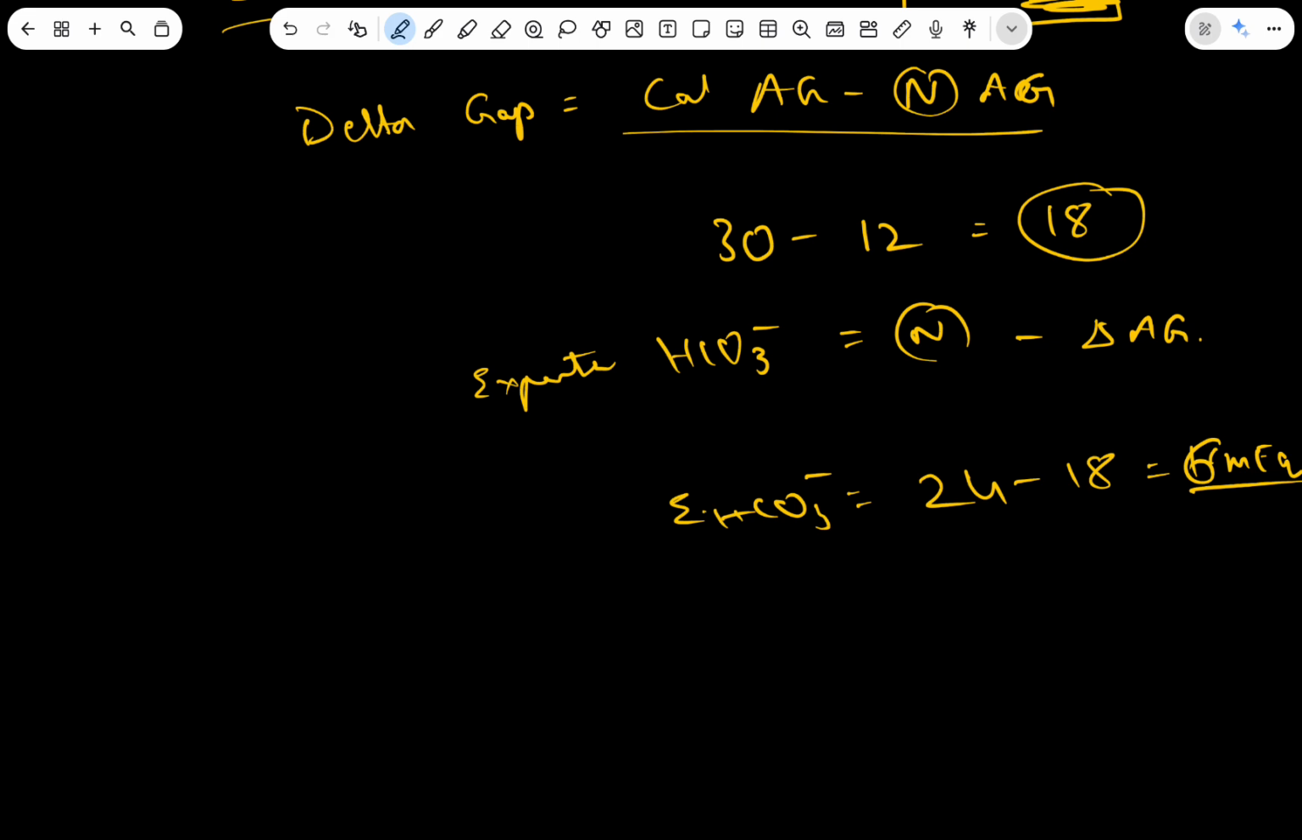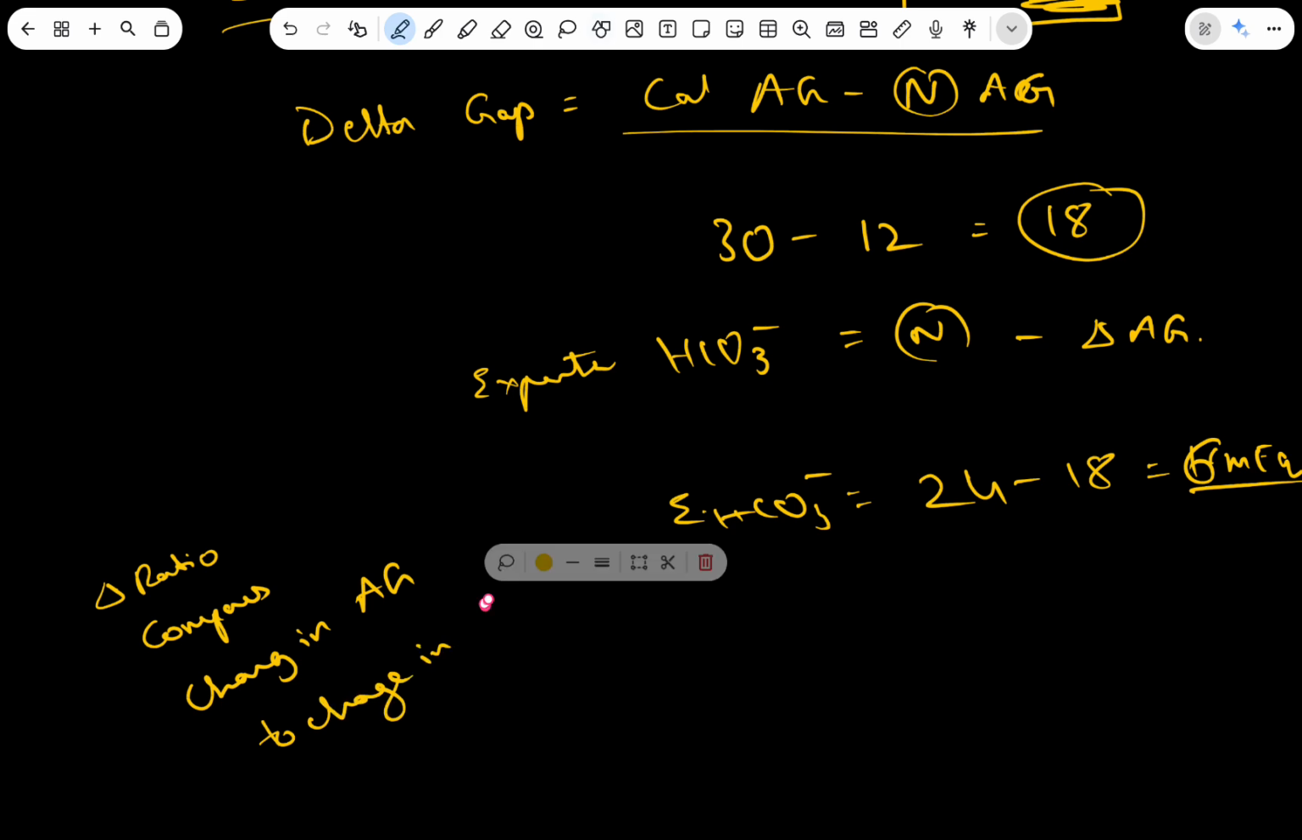So what is this delta ratio? It compares the change in anion gap to the change in bicarbonate.